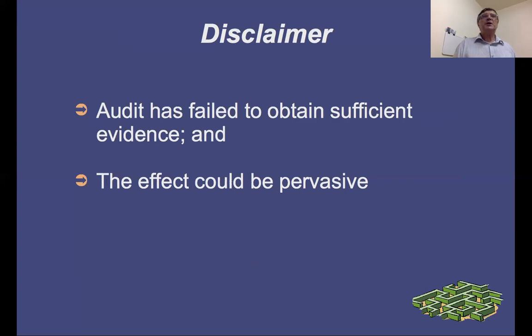So a disclaimer: auditors failed to obtain sufficient evidence. This might be the case of the unconsolidated subsidiary, because all the financial information is still in Thailand or Burkina Faso or wherever the subsidiary is, and it's not arrived in New Zealand, so we can't do a consolidation. The auditors can't decide what the answers should be, so we don't have sufficient evidence, and the effect could be pervasive. So we disclaim and we say that we don't have an opinion at all.